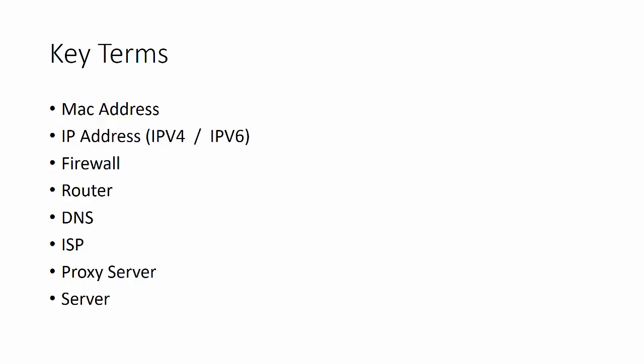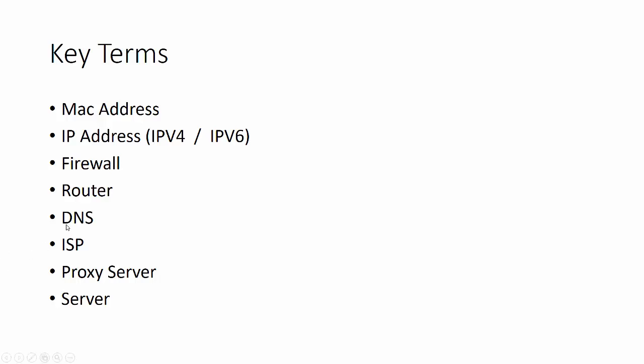We've got the IP address, which is either IPv4 or IPv6. IPv4 is an older IP address, which is made in the decimal number system. But because we started running out of those, we had to move a lot of things to IPv6, which is hexadecimal, and we've got a lot more possibilities there. The firewall, which filters your traffic. The router, which is the thing that you use to connect to the internet. It acts as a bridge between the outside world and the computers inside your house, and it routes all the traffic to the necessary computer.